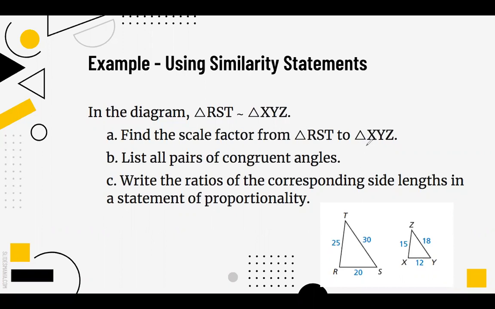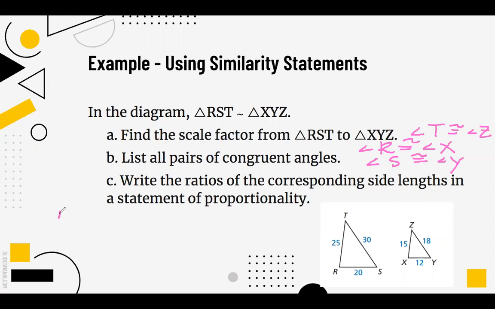We know that angle R is congruent to angle X. Angle S is congruent to angle Y. And angle T is congruent to angle Z, right? We know that automatically because we can read a similarity statement just like we read a congruent statement. Then it says, write the ratios of the corresponding side lengths in the statement of proportionality.